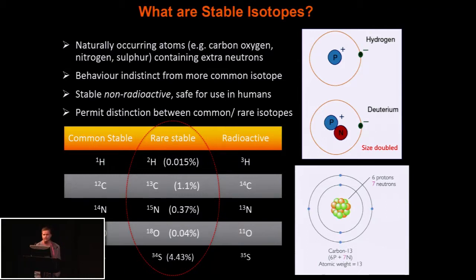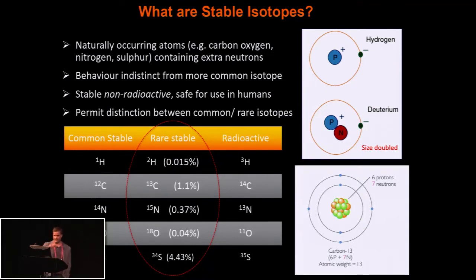The other key feature that people must understand is that these stable isotopes are stable in that they're non-radioactive. That means they don't undergo decay. Whilst radioactive isotopes will undergo decay and can create things like DNA damage and ionizing radiation, these stable isotopes are extremely stable and remain in a non-decaying state, which is really important. That means they're safe for use in humans.